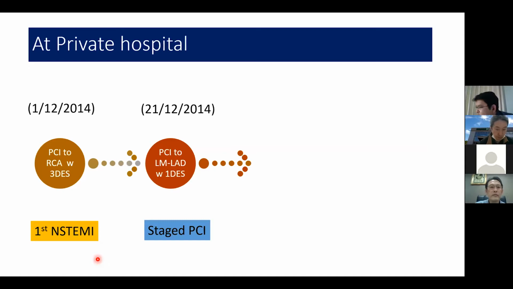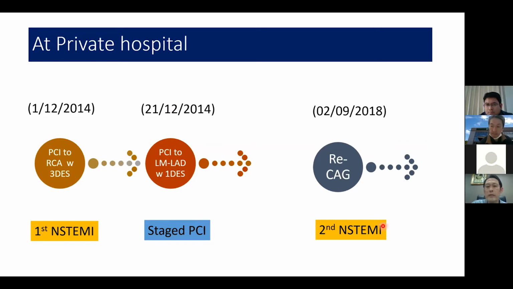So this is a summary of the previous history. The first episode of non-STEMI, PCI was performed to the RCA with three drug-eluting stents about 4 years ago, and stage PCI to the left main LAD with one drug-eluting stent. And this time he presented with a second episode of non-STEMI again.